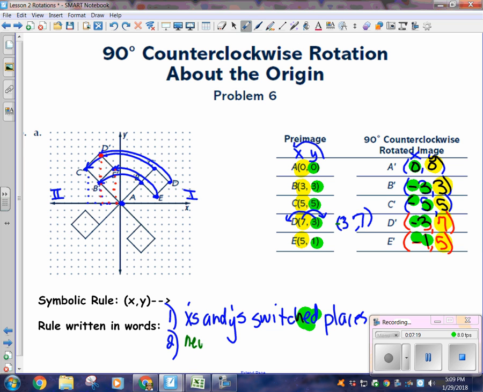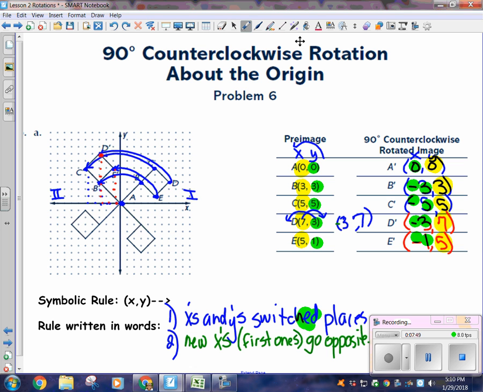The new x's, or the first ones, in parentheses, they go opposite. And I want to say opposite because I don't want to really say negative. Yes, that is technically a negative sign in the front, but all of them won't necessarily become negative. This one was positive to begin with and switched to negative. So it went opposite of what it was.